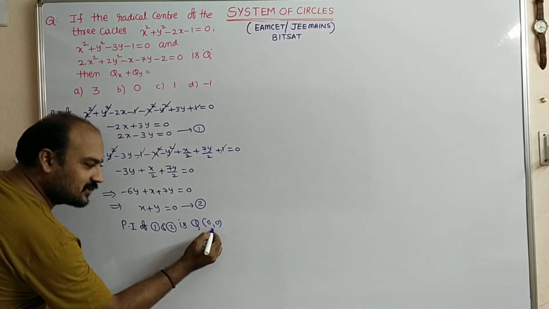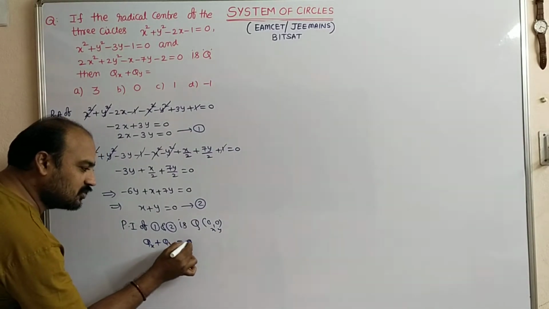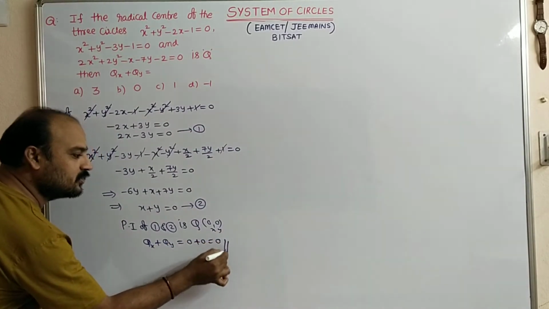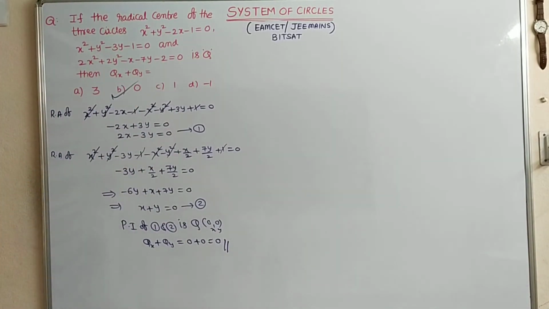So here, this is the x coordinate, this is the y coordinate. Therefore, Qx plus Qy is equal to 0 plus 0. Ultimately, that value goes to be 0, which is there in the second option. We will move to the next question.